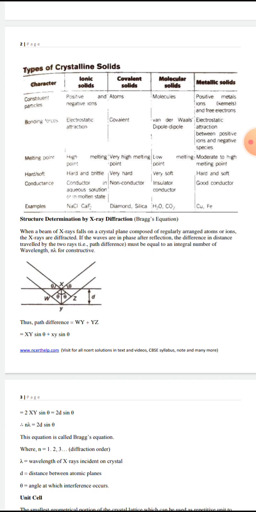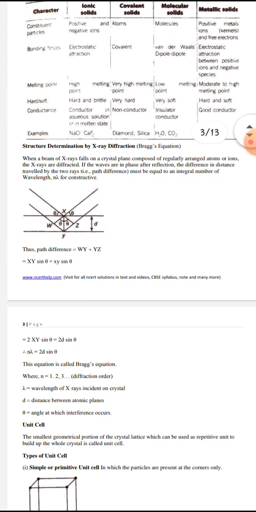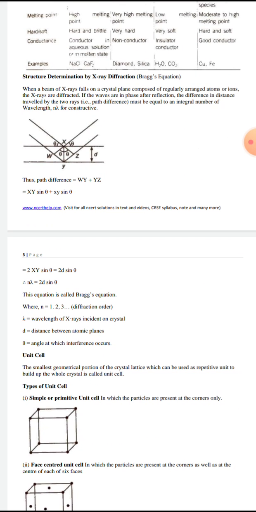Next, structure determination by X-ray diffraction. When a beam of X-ray falls on a crystalline plane composed of regularly arranged atoms or ions, the X-rays are diffracted, and if the waves are in phase after diffraction, there will be a difference in distance travelled by the two rays. This must be equal to an integral number of wavelengths, n lambda, for constructive interference. So the path difference is equal to wy plus yz, that is xy sin theta plus xy sin theta, so 2xy sin theta, which is equal to 2d sin theta.